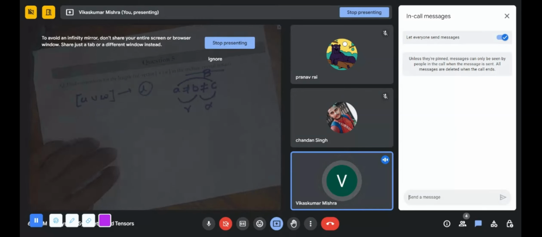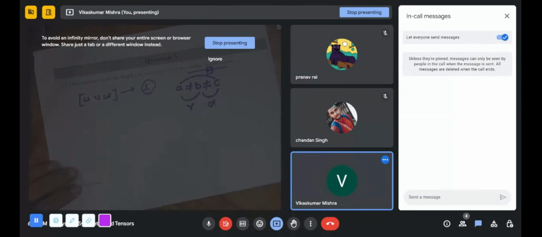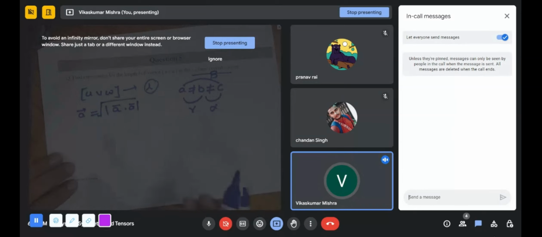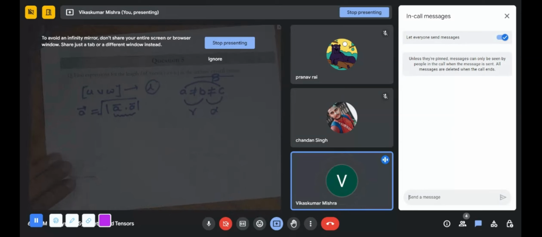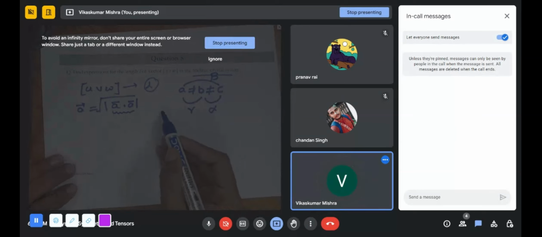Okay, so how do we solve this? We need to find the length of the vector UVW. We know how we can find the length of a particular vector. Let us say A is a vector. The length is A dot A; we take the magnitude of it and take the square root. In order to perform this A vector dot A vector, for the dot product we need to find the metric tensor, that is G.